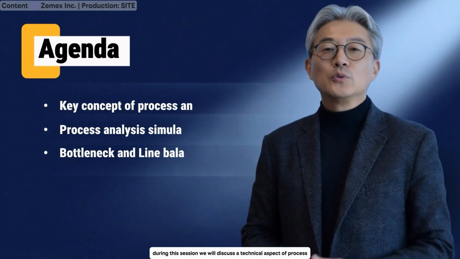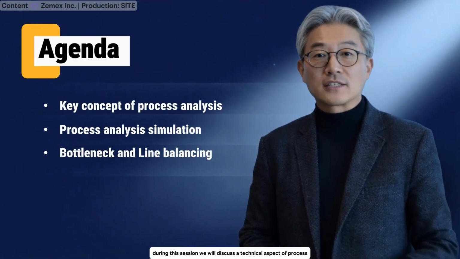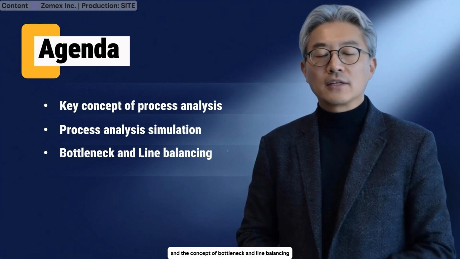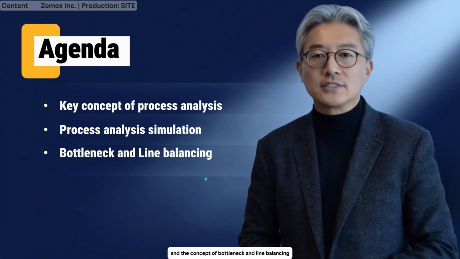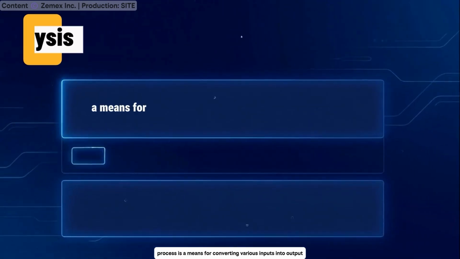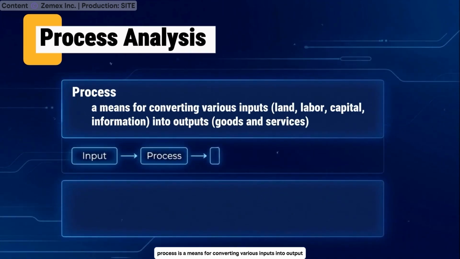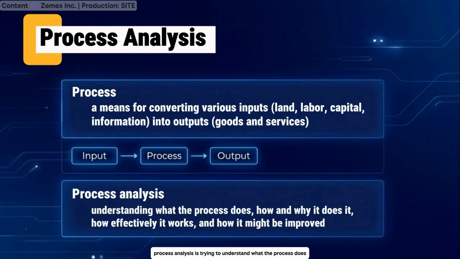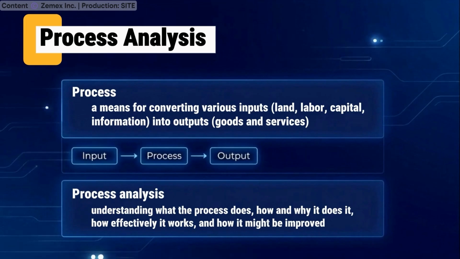During this session, we will discuss a technical aspect of process, including process analysis, with an exemplary simulation and the concept of bottleneck and line balancing. As we discussed, process is a means for converting various inputs into output. Process analysis is trying to understand what the process does, who and why it does specific work, and how effectively it works so that we can explore the improvement opportunities. So we will start with understanding the basic concepts of process analysis.